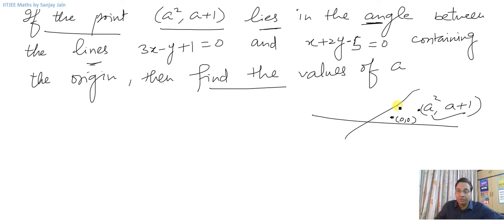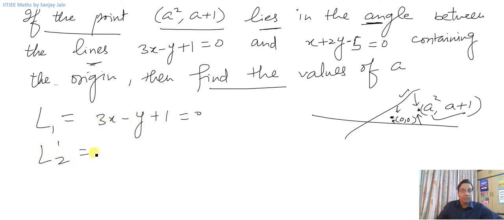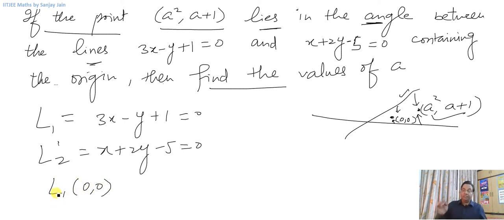So if the origin lies on this side of this line, this point is also lying on this side. The origin lies above this line, so this point also lies above this line. Let us say I take these lines as L1: 3x minus y plus 1 equal to 0, and L2: x plus 2y minus 5 equal to 0. Whatever sign the value at (0, 0) has for line L1, positive or negative, the point (a squared, a plus 1) will give the same sign when put in this line. Let me just solve the question and you will come to know.